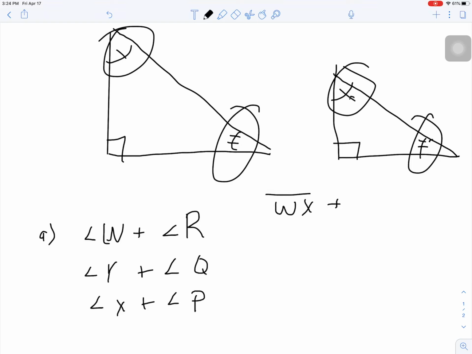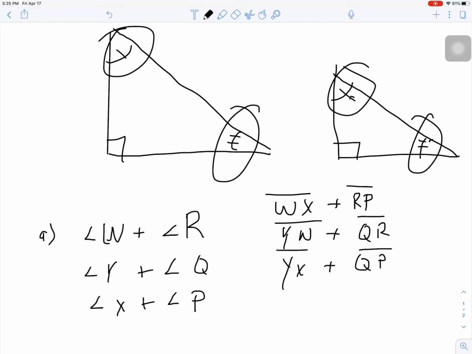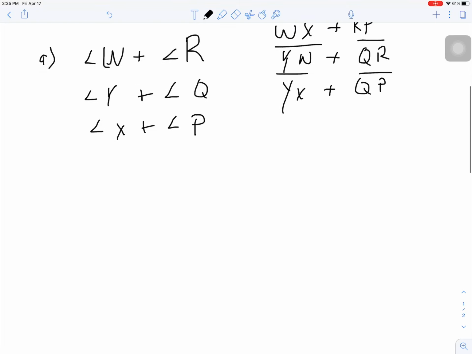Now in terms of sides, I'm just going to go line WX and RP are the same. And let's see, YW and QR. And then you have YX and QP. Those are all going to be similar. All right, and let's go to the next one.